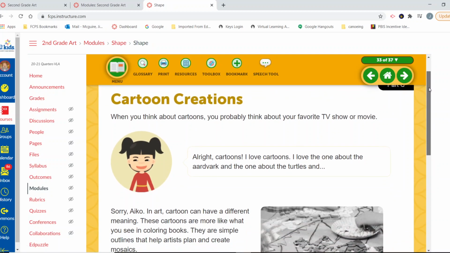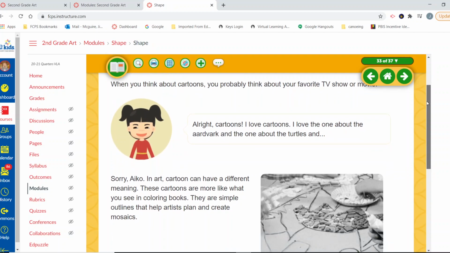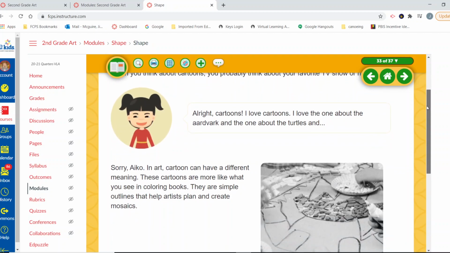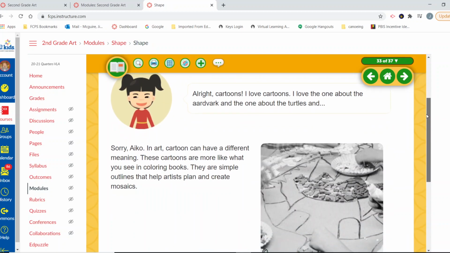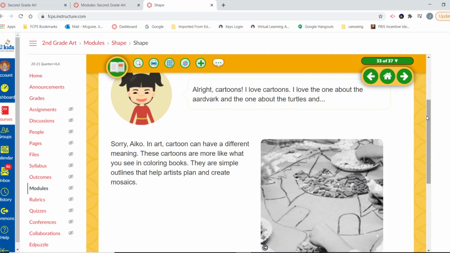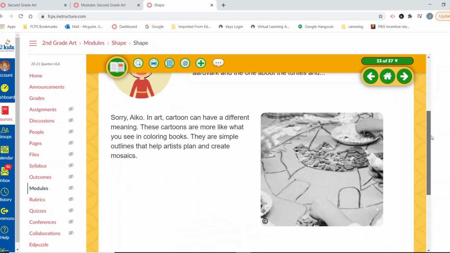So when you think about cartoons, you probably think about your favorite TV show or movie. I love cartoons. I love the one about the aardvark, or the one about the turtles, and sorry, Aiko. In art, cartoon can have a different meaning. These cartoons are more like what you see in coloring books. They are simple outlines that help the artist plan and create mosaics.